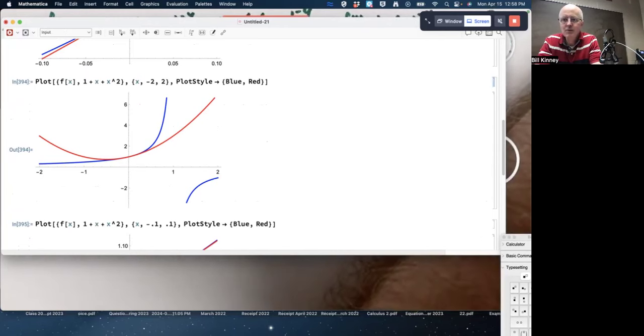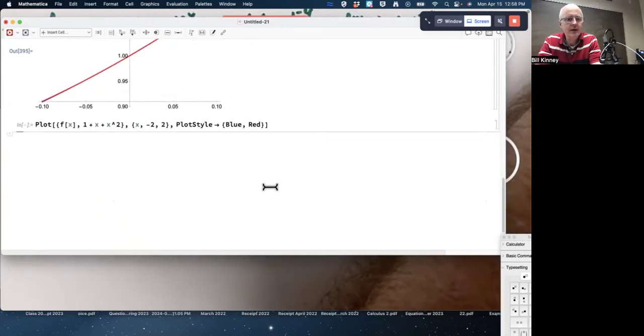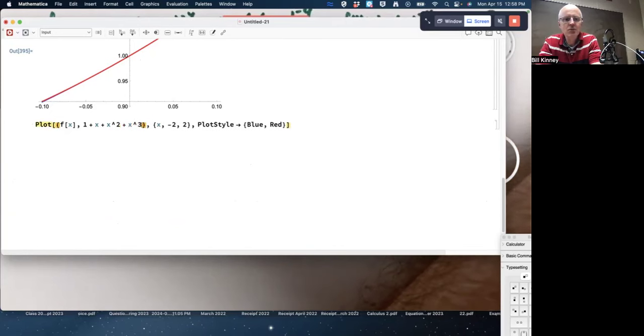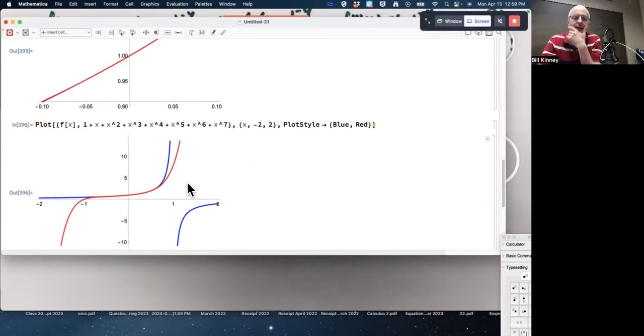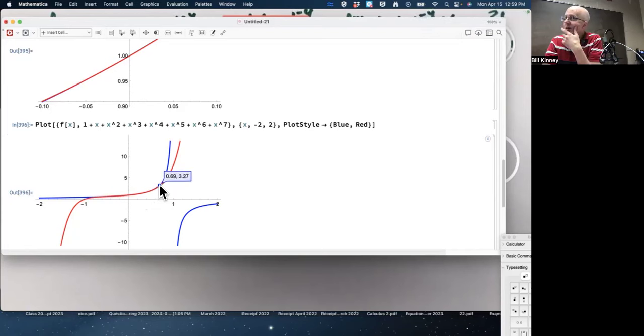Let's up it to, how about 7th degree? Plus x cubed plus x to the 4th plus x to the 5th plus x to the 6th plus x to the 7th. Now the red graph approximating the blue graph looks really close from about negative 0.9 to positive 0.6 or 0.7 or so. They're pretty close together. It's a better and better approximation to the entire function over a bigger interval.